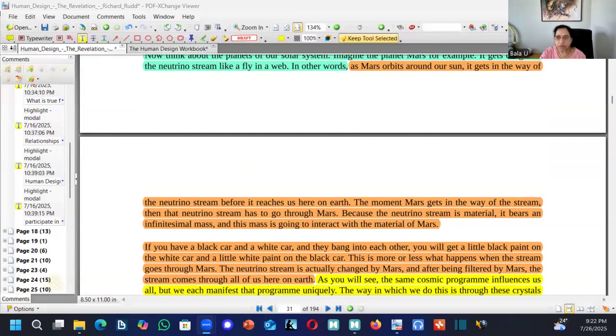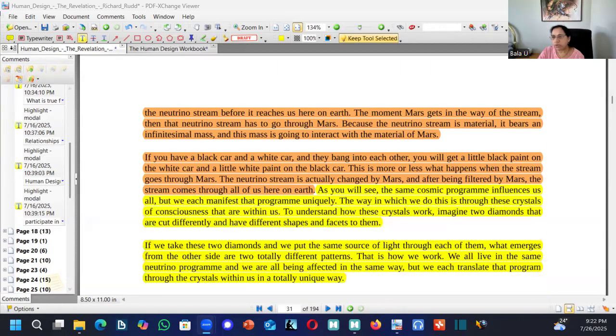Because the neutrino stream is material, it bears an infinitesimal mass, and this mass is going to interact with the material of Mars. So basically, he is saying before it reaches the Earth, it interacts with the material. Anything that obstructs, comes in the way, it will interact with that, pass through that, carry that material, and then come down to you on Earth. So along with Mars, it is bringing the neutrino material to the Earth.